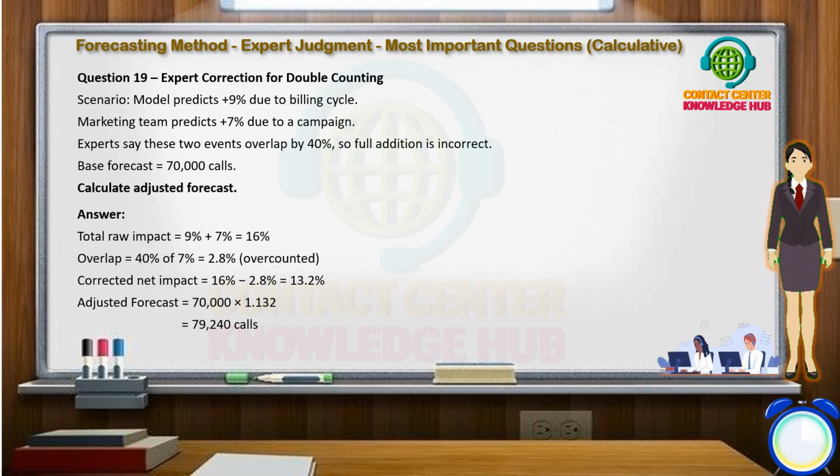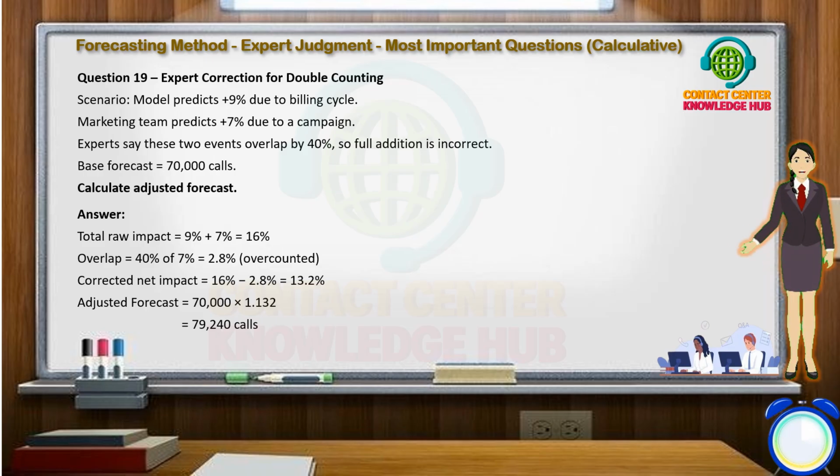And the answer is here. Now let's calculate the corrected uplift step by step. Step 1. Calculate the total raw impact. Raw impact is equal to 9% plus 7% equals 16%. Step 2. Calculate the overlap counted. Experts say overlap is 40% of the marketing uplift, which is the 7%.